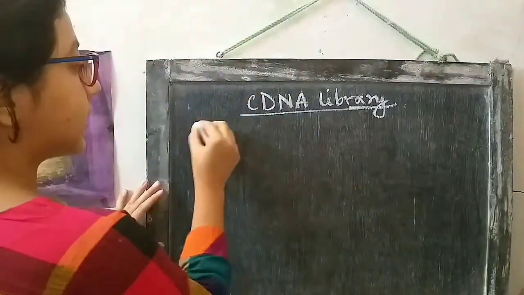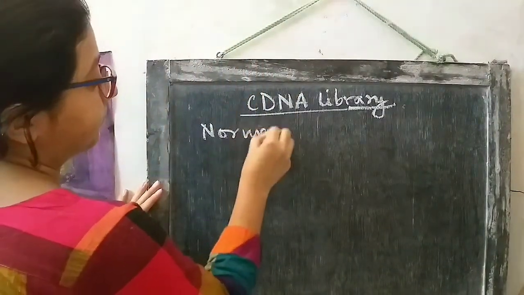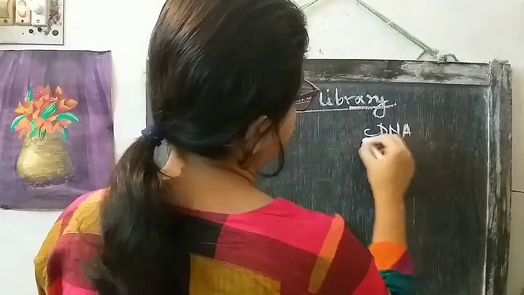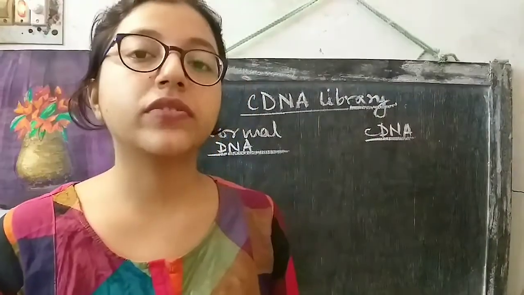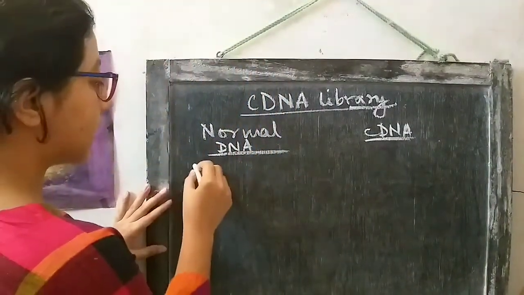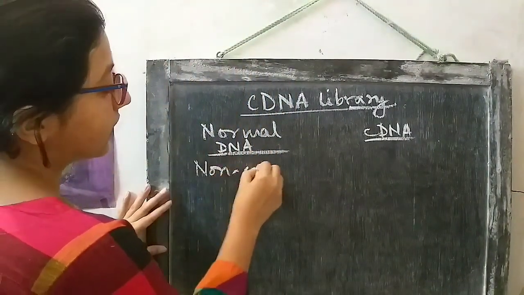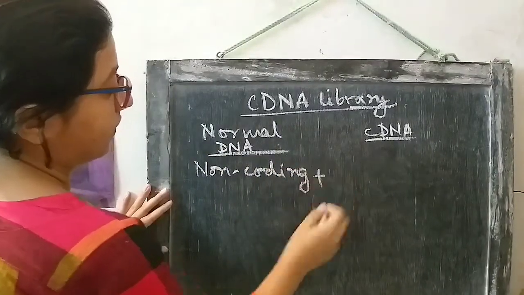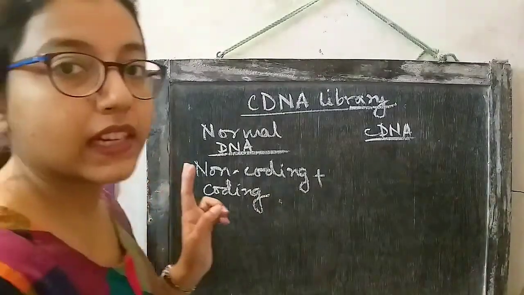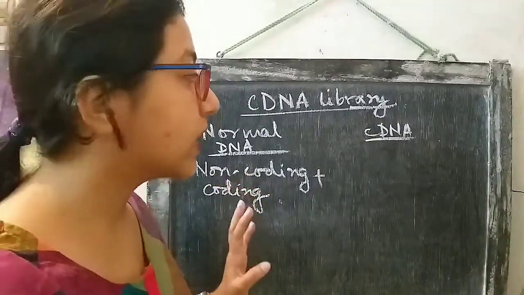Coming to the first one, that is normal genomic DNA. The major difference is that the normal genomic DNA is composed of both introns and exons. That means coding and non-coding DNA sequences. So, normal DNA contains both non-coding as well as coding DNA sequences.